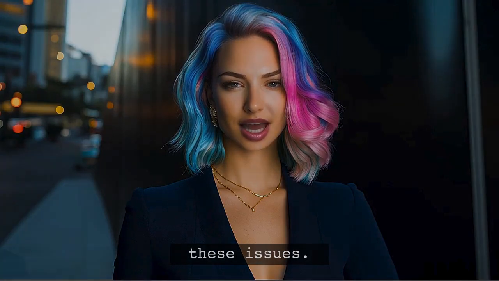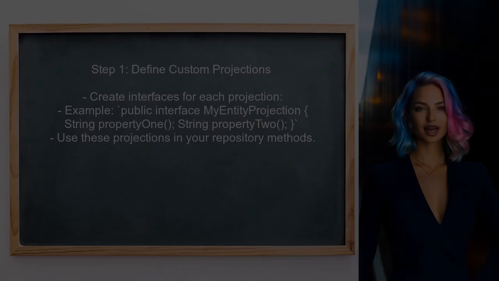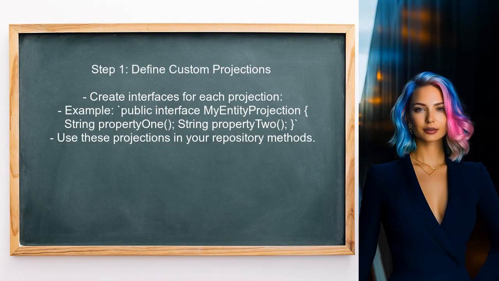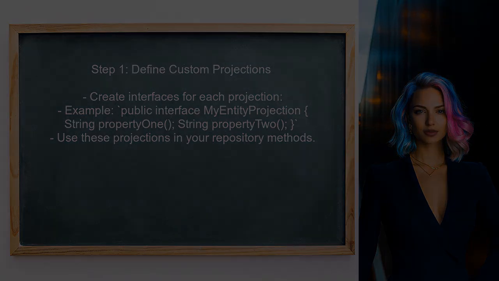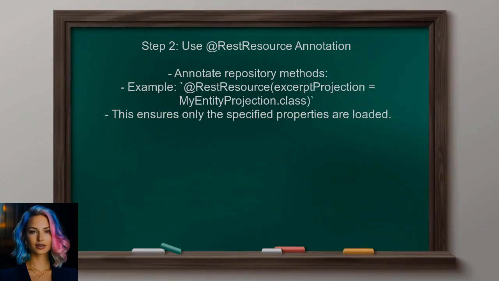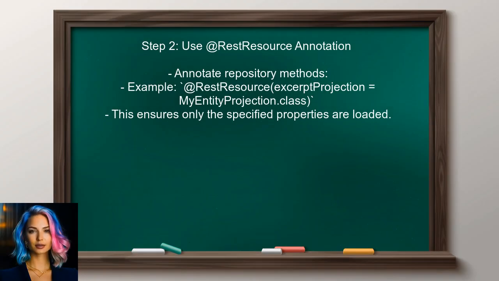To address the N+1 query problem, the user should start by defining custom projections for their entities. This allows for more control over which properties are loaded. Next, the user should utilize the @RestResource annotation to customize the repository methods. This will help in specifying which projection to use when fetching data.